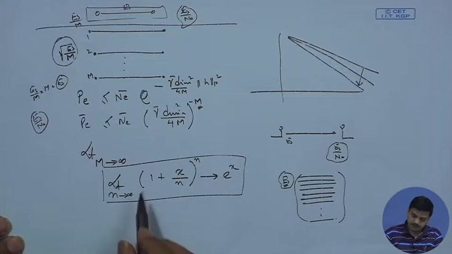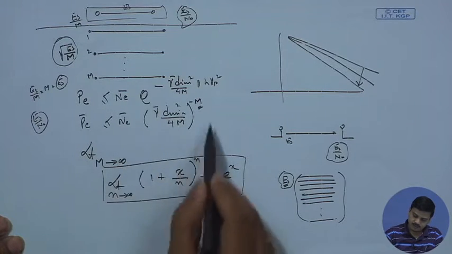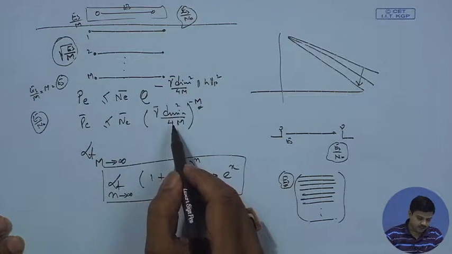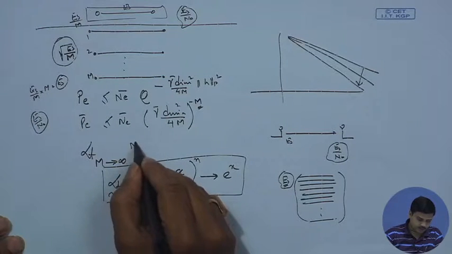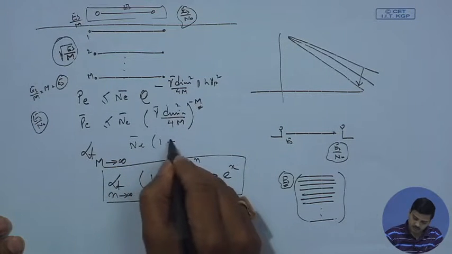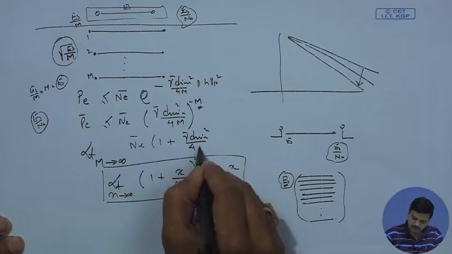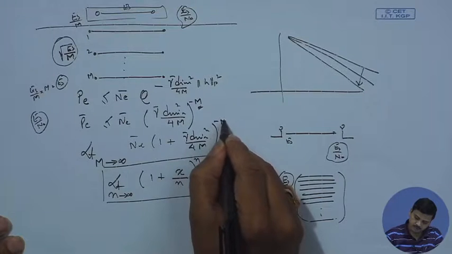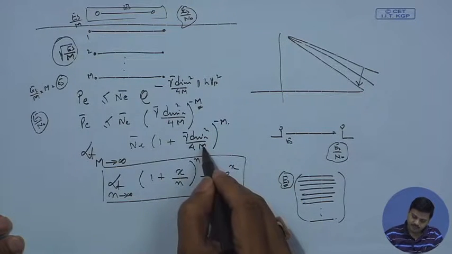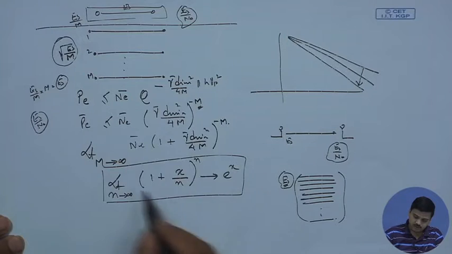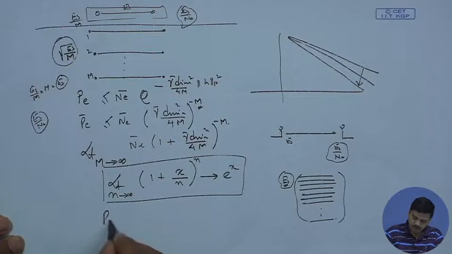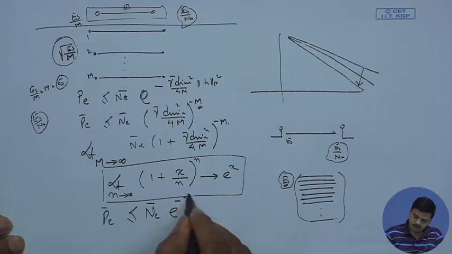Using this identity, if we say the limit m tends to infinity, the expression that we have is Ne bar (1 plus gamma bar d mean squared by 4m) raised to the power of minus m. So basically we have minus m over here, and as m tends to infinity, this expression would boil down to Pe bar is less than or equal to Ne bar e to the power of minus gamma bar d mean squared by 4.